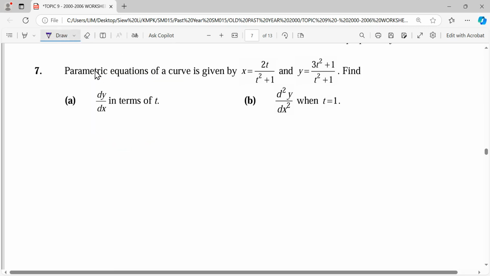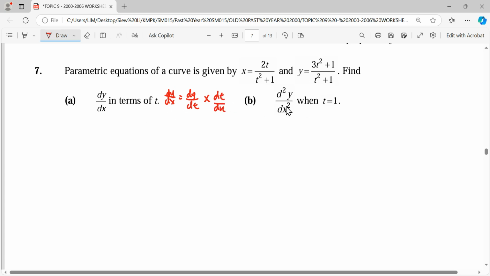For this question, the parametric equation of the curve is given by x and y in terms of t. Find dy/dx in terms of t. In parametric differentiation, dy/dx can be obtained by dy/dt times dt/dx.